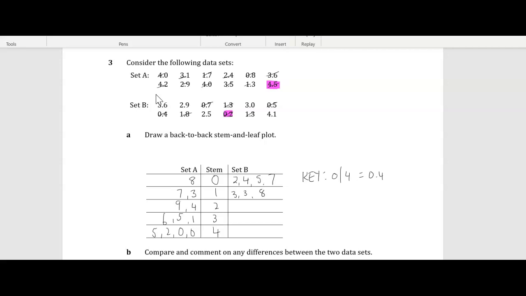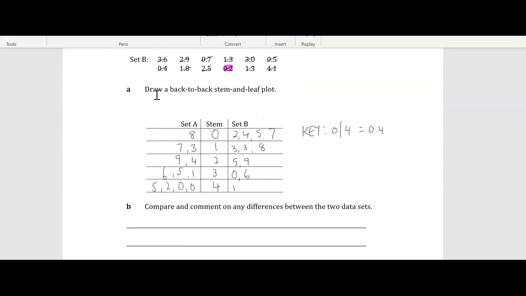Already crossed that off. Okay, and then moving into our 2s, we've got 2.5, 2.9. All right, moving into our 3s, we've got 3.0, 3.6. And we've covered all the numbers, 4.1. Okay, so there's our set A and set B.